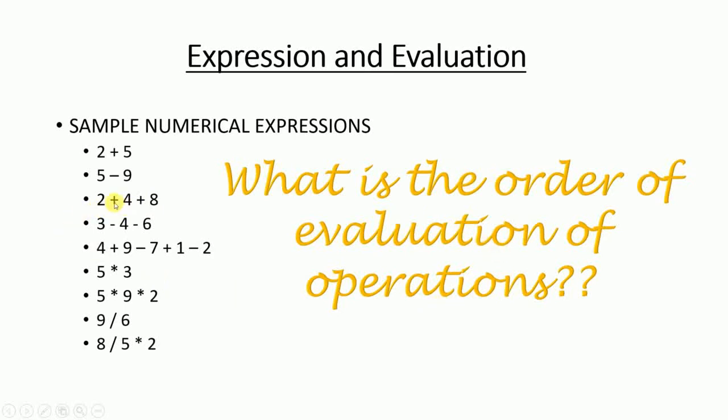Generally, if only the addition operator is there, then you can evaluate in any order, you get the same result. But that is not true for subtraction, division and multiplication operations. You cannot just perform the evaluation in any order because you may get different answers. For example, here 8 by 5 into 2, there is a division operation and a multiplication operation. If you perform multiplication first, you get one answer, and if you perform division first, you get another answer.